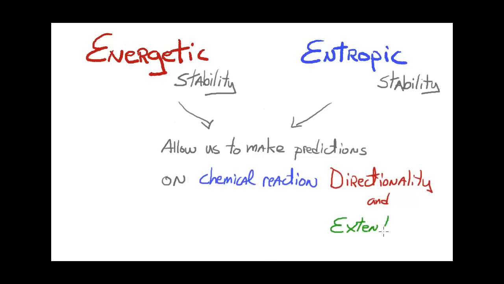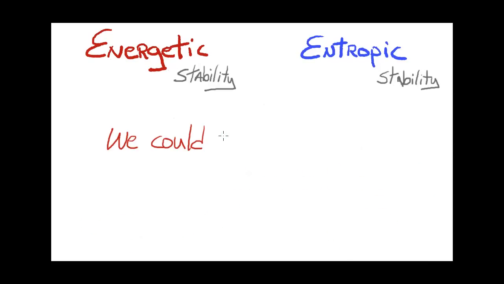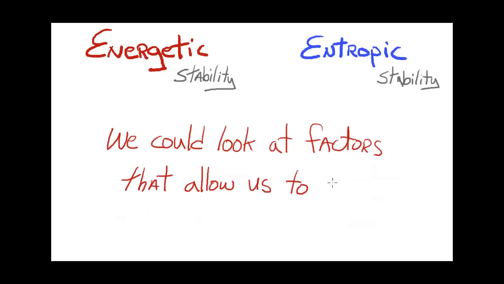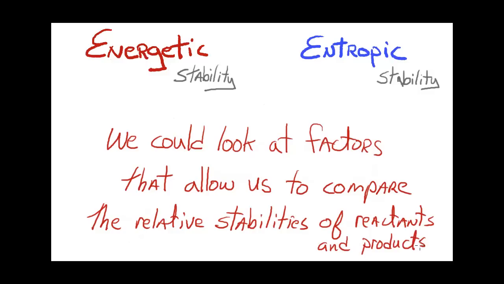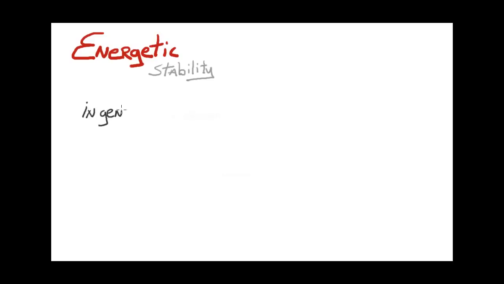This is a very powerful way of thinking, and I want to show you how we can do this qualitatively in this video. So how do we do this? Well, we could look for structural factors in the molecules or substances involved in the reactions that allow us to make relative predictions of the energetic and entropic stabilities, that then can allow us to make overall predictions for chemical reactions. Let's start with energetic stability.